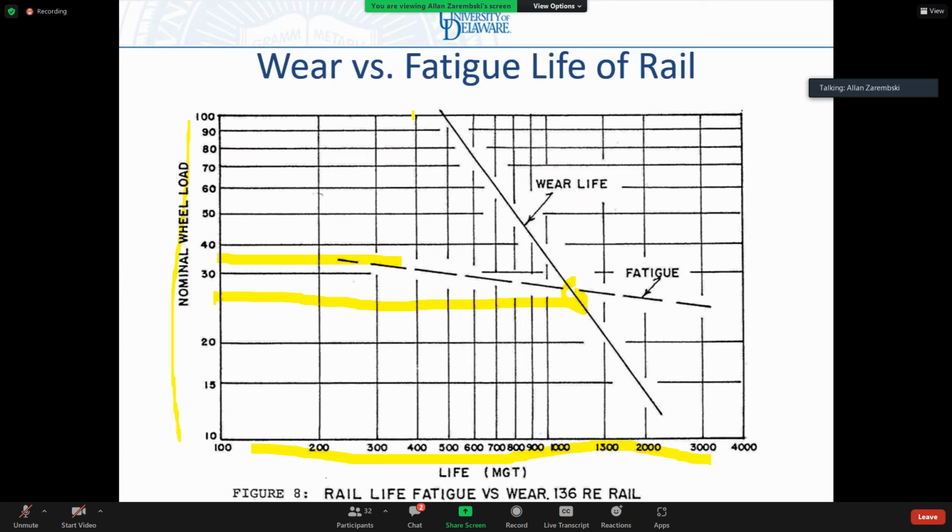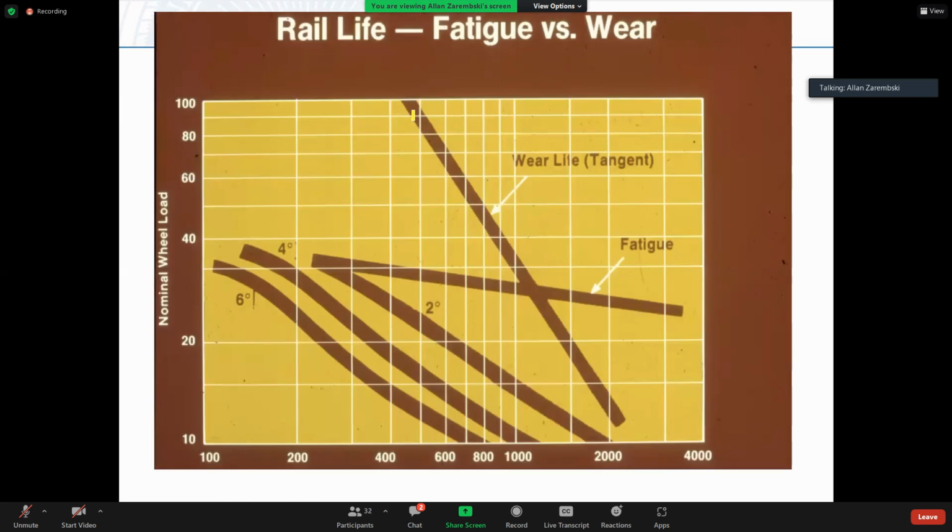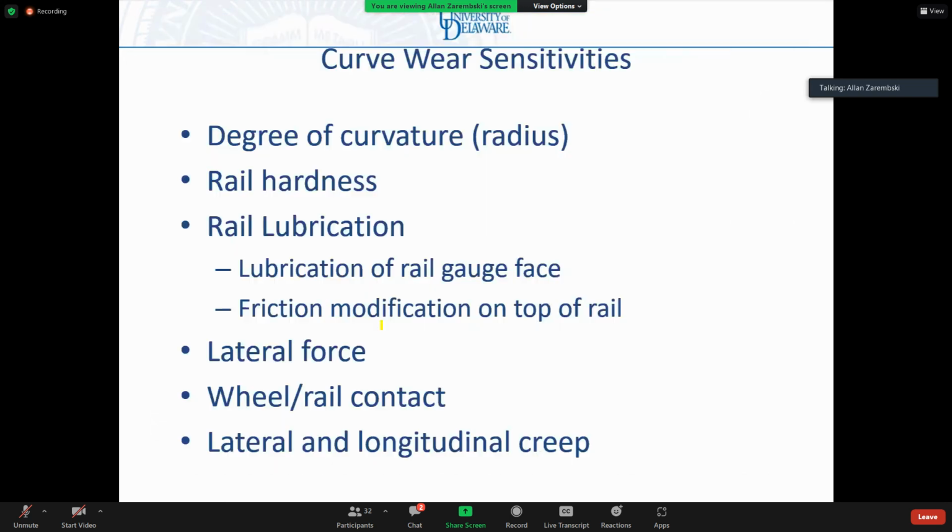In UIC environments, it depends on the wear rate, which is a function not only of the dynamic loading, but the bogey types and the curving forces and things of those sorts. But once we get to a sharp curve, what we start seeing is that the wear line moves to the left and wear becomes the dominant failure mode.